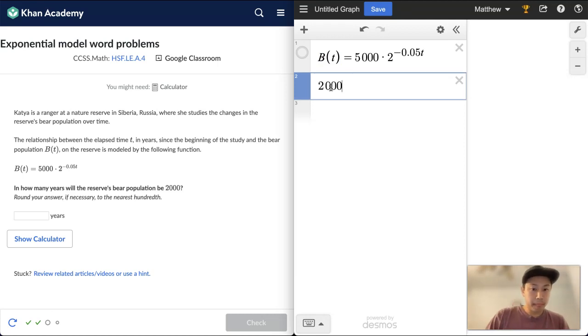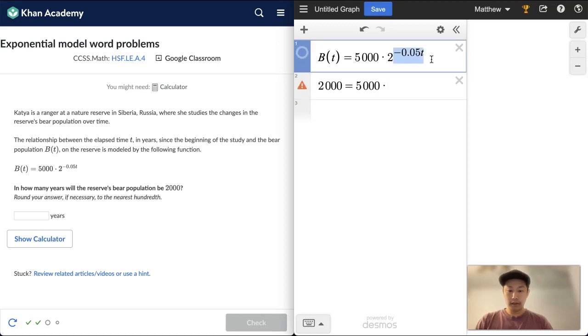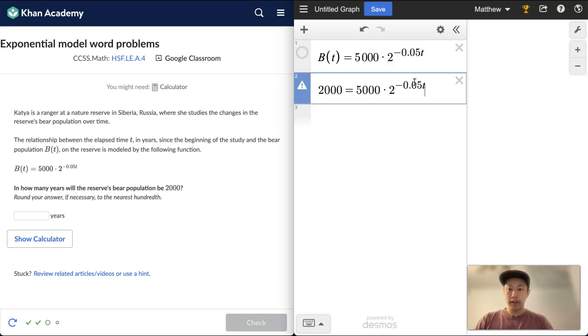And then we'll have 5,000 multiplied by the rest of this. And we're solving for t, right? Once I fill in that 2,000, it replaces the B of t, and then in the rest of the equation you just see one variable, which we're solving for. We're solving for t. So, again, we're going to isolate your exponential term, convert it into log form, and then we'll go from there.